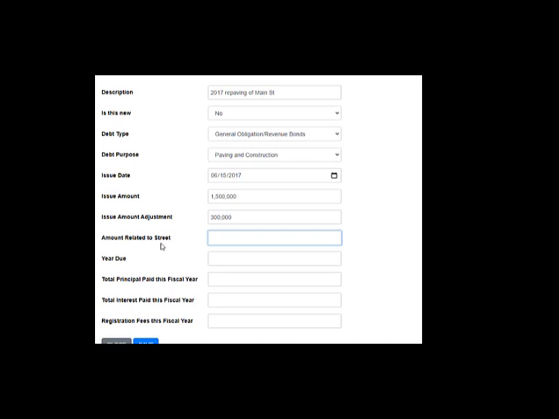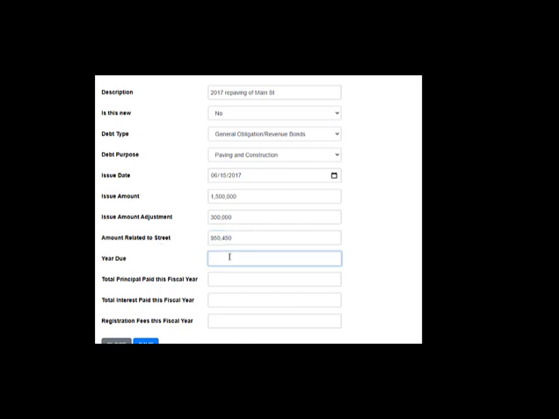So of that $1.5 million, maybe that street portion was $950,450, leaving the balance of that for the library project. So the report is going to do that calculation and figure out what percent is streets versus what percent is something else. And it's going to take that calculation and modify your principal, interest, and registration fee payments so that only the street dollars are being recorded on this report form.